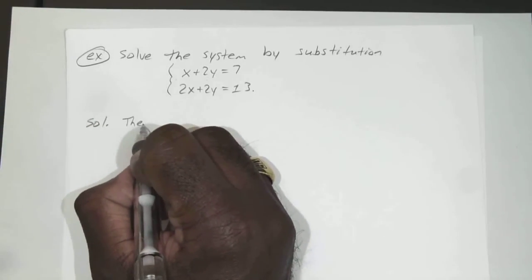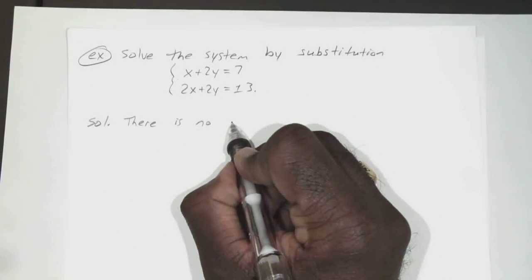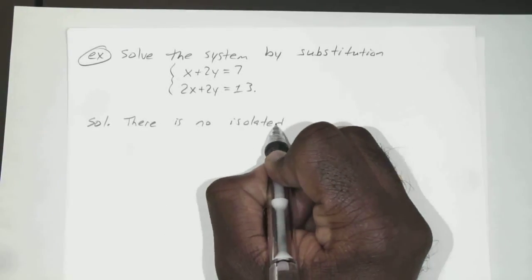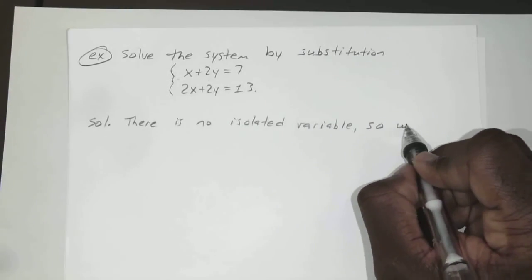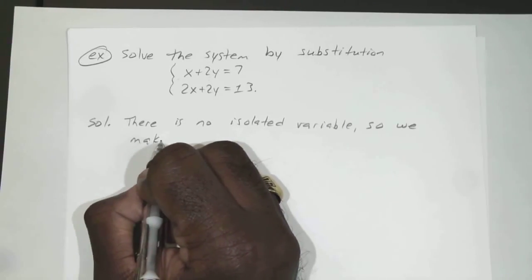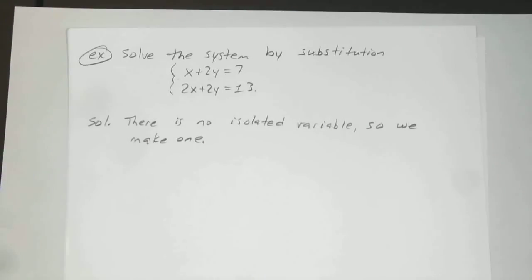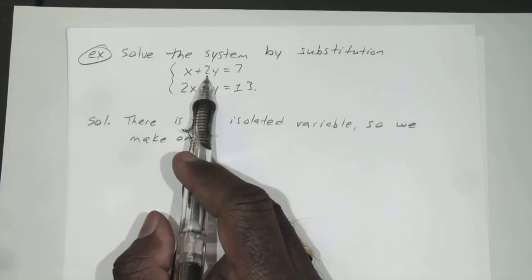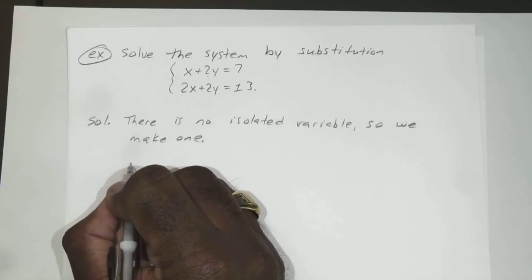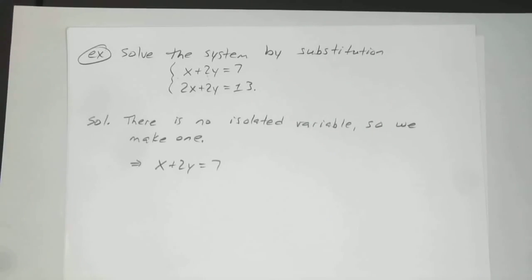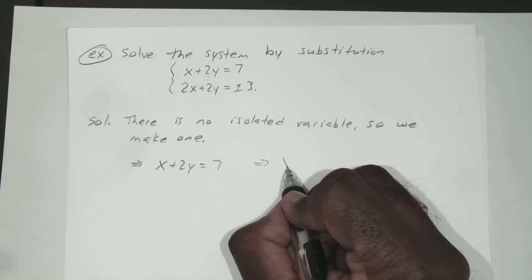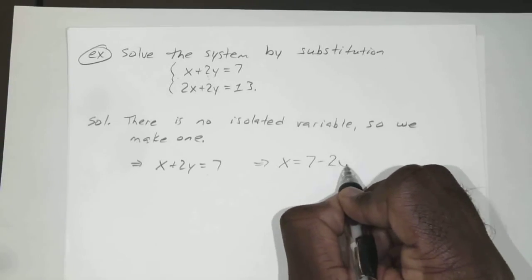Okay. There is no isolated variable, so we make one. And really you can do it for any variable you want to. I just always pick the easiest one, which in this case will be x plus 2y equals 7. If we subtract 2y from both sides, we end up with x equals 7 minus 2y.